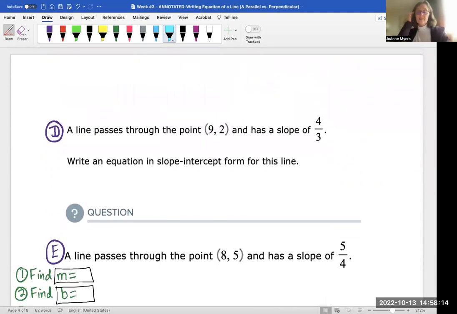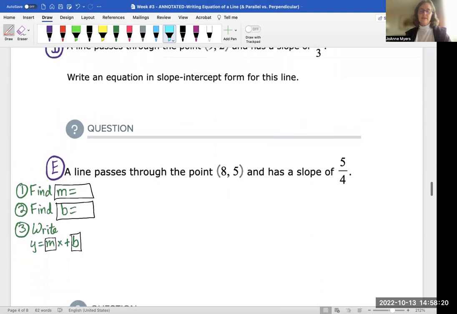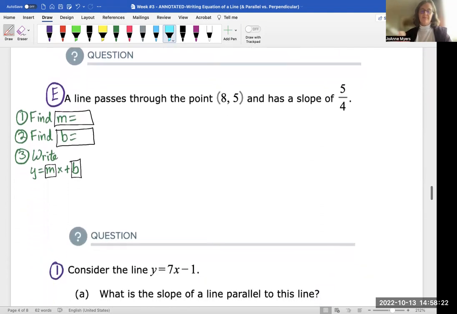D, the line passes through this point and has a slope of 4/3, same process. E, the line passes through this point, 8, 5, and has a slope of 5/4, same process. Step 1, find your m, okay? M is 5/4.